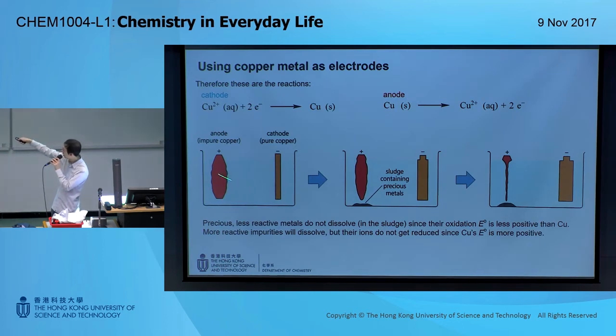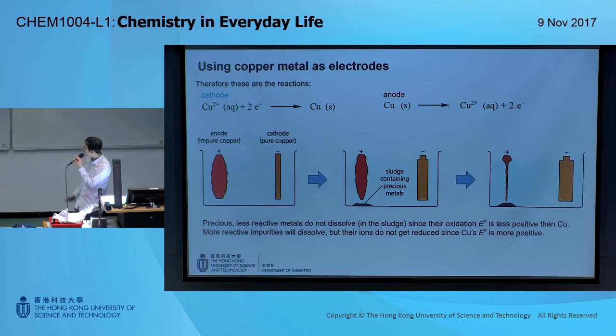So all this copper 2 plus dissolves away, and then the copper 2 plus will travel to this side and grow bigger and bigger. So slowly we will dissolve away the impure copper and grow the size of the pure copper, because only copper 2 plus will be deposited here. And any impurities in this piece of copper will either become dissolved in the solution, or fall down at the bottom as sludge. Okay, the sludge will contain precious metals such as silver or gold.